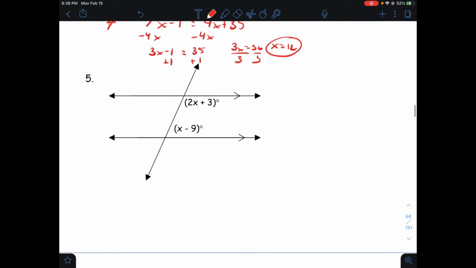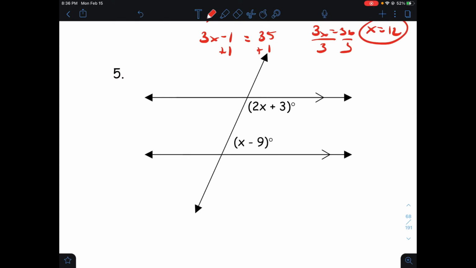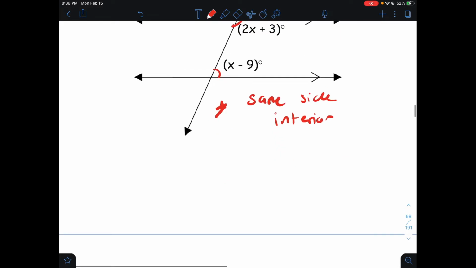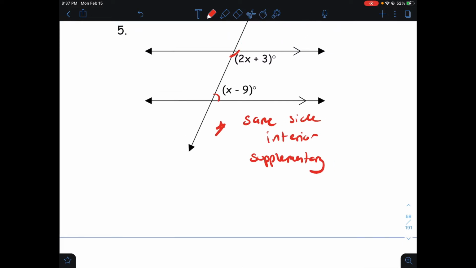All right, last pair here. So let's take a look. What is the relationship of these angles? Look at your angle summary sheet. What is the relationship of these guys? So you should have gotten same side interior. And according to our note sheet, they are supplementary. So go ahead and solve for x.